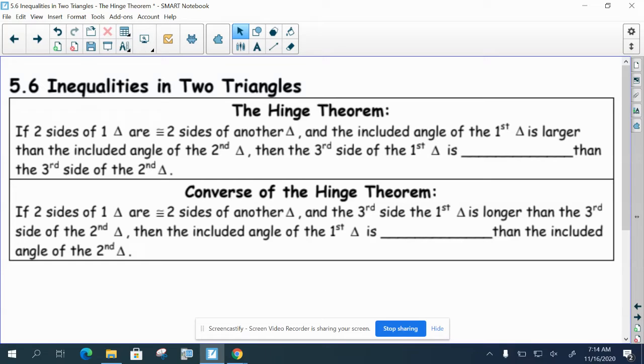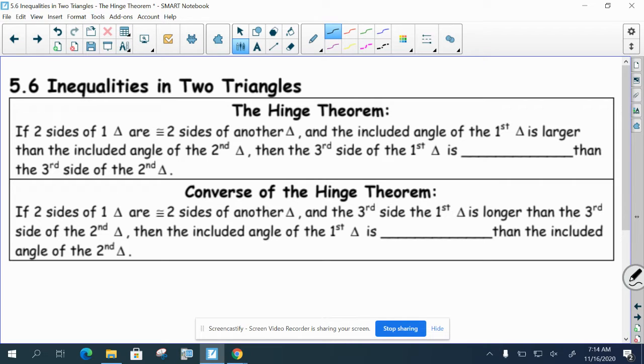Hello everyone, this is lesson 5.6, Inequalities in Two Triangles. So for lesson 5.5, you learned about the inequality theorem for one triangle, which just states that the shortest side is opposite the shortest angle and the longest side is opposite the longest angle. All right, so not rocket science, right? So this lesson for inequalities in two triangles is also a very simple concept.